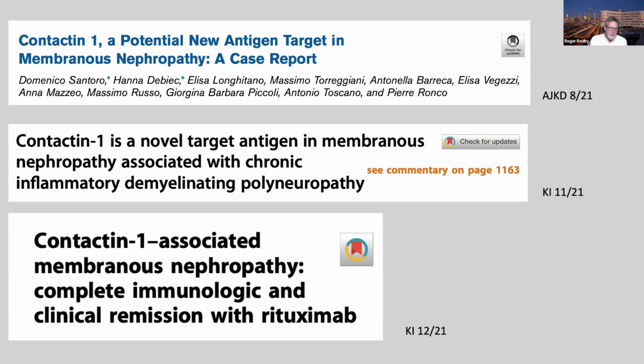these papers. So the first one that was really big was an AJKD just 2 months earlier about contactin-1, a potential new antigen target in membranous associated with CIDP, and then one after in November of 2021, and then one in December, which actually talked about remission with rituximab. So talk about timely. I had absolutely no idea as I'm presenting the case, and the audience is telling me what it is. It was humbling and rewarding all at the same time because I'm so proud of having everybody involved in this.